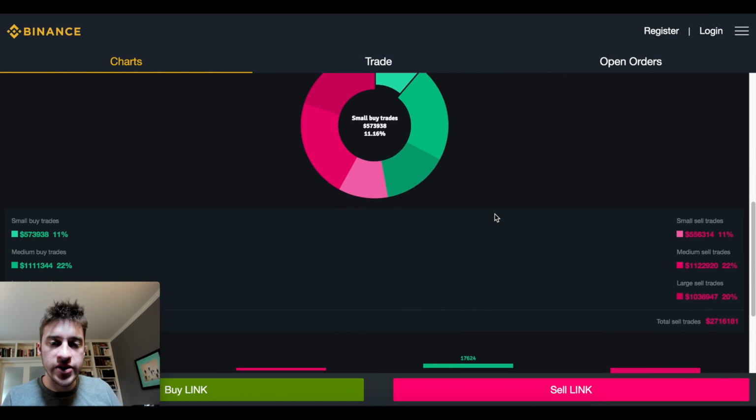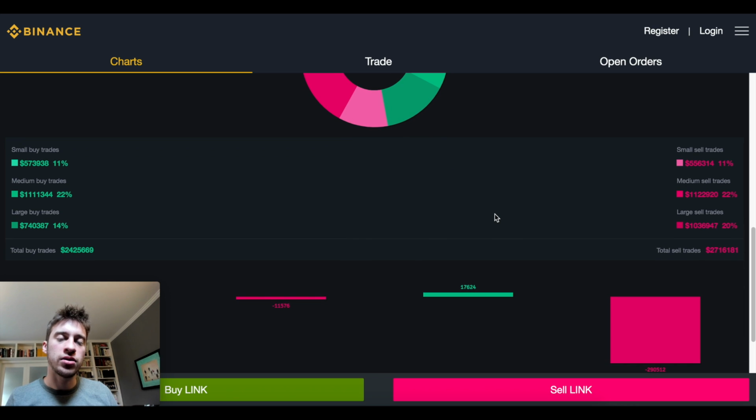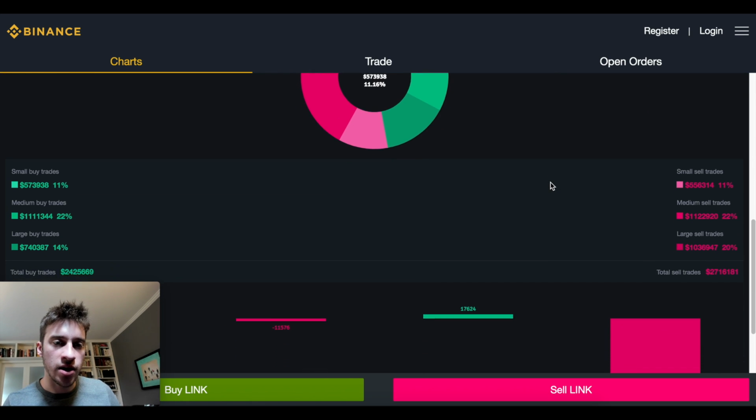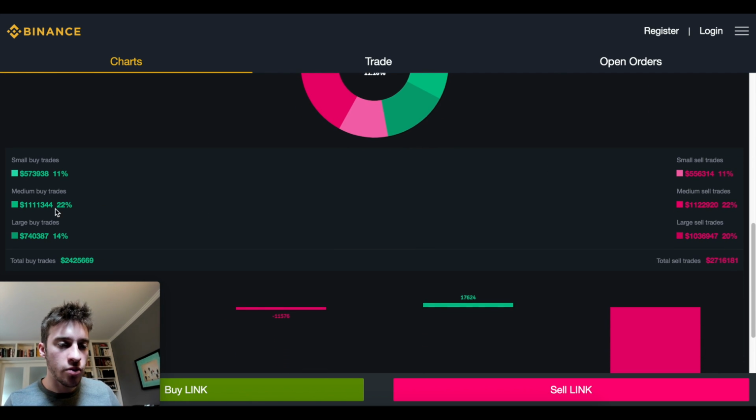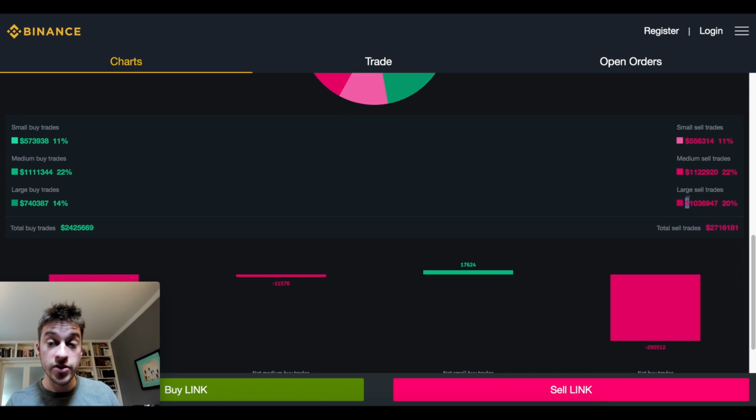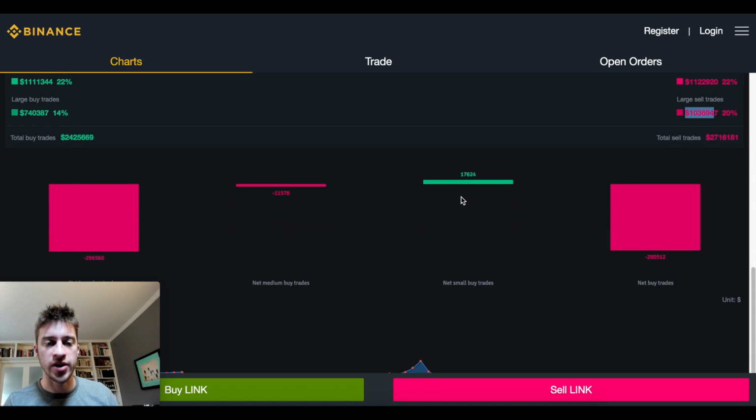So this is a collection of small, medium, and large buy trades over any given time frame that you want to look at. We're looking at the past day. So in the past day on Link BTC, I know that the majority of buys have actually been medium-sized buys. The majority of sells have been around medium-sized sells. But on Link, I can clearly see that the large traders are selling more than buying. Look at this. We have 740,000 worth of large buys versus 1 million of large sells on Link.